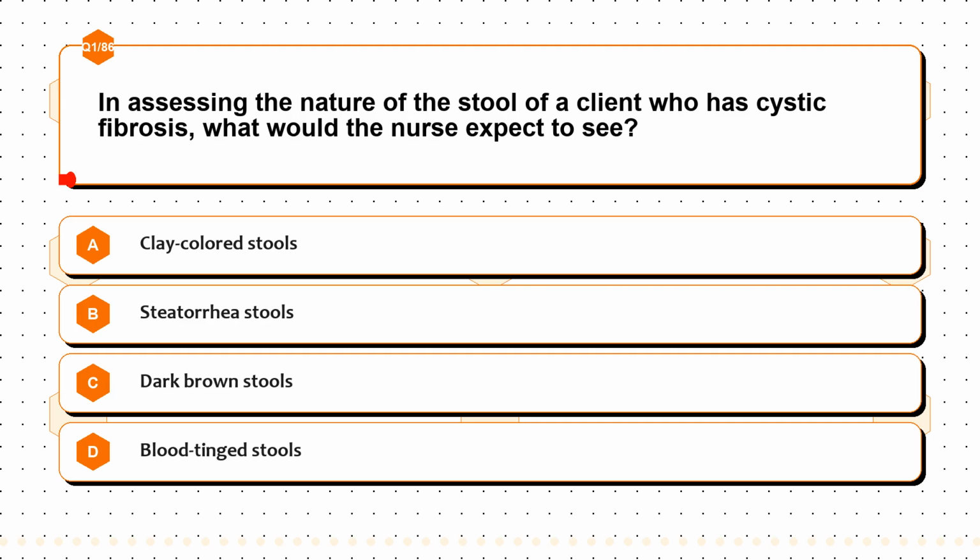Question 1. In assessing the nature of the stool of a client who has cystic fibrosis, what would the nurse expect to see? Here are the options. Option A. Clay-colored stools. Option B. Steatorrhea stools. Option C. Dark brown stools. Option D. Blood-tinged stools.